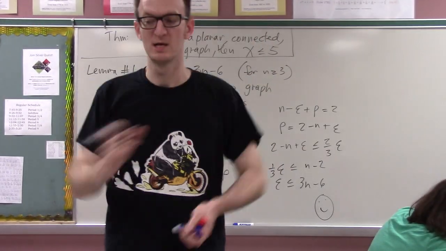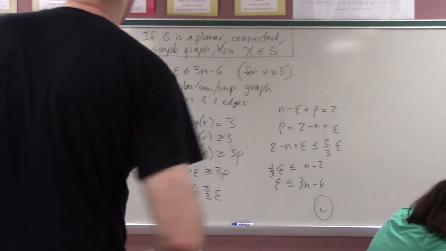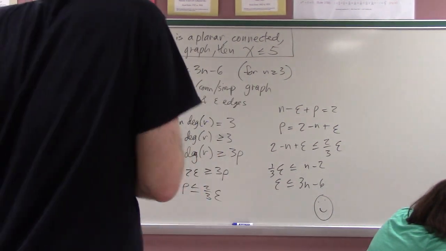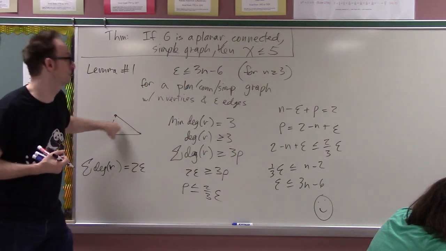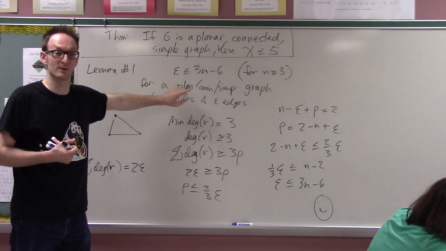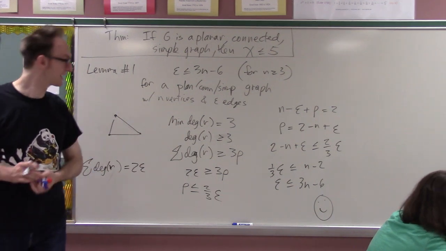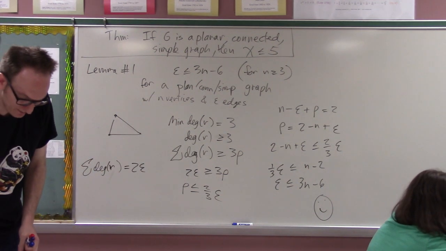Okay, so this comes from our ability to partition the graph into regions, which assumes implicitly that the graph is planar. Okay. So good. All right, that was lemma number one, which was the homework problem.